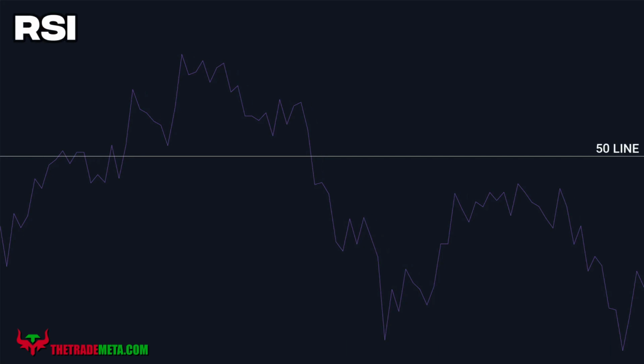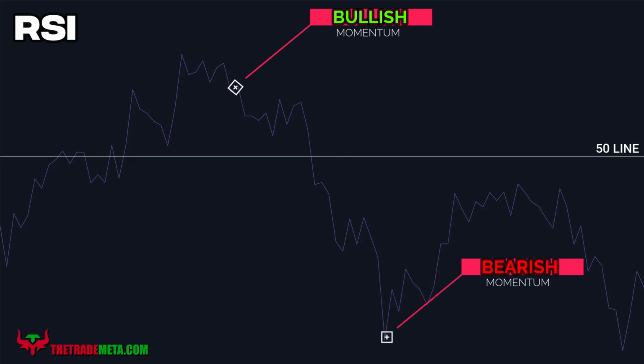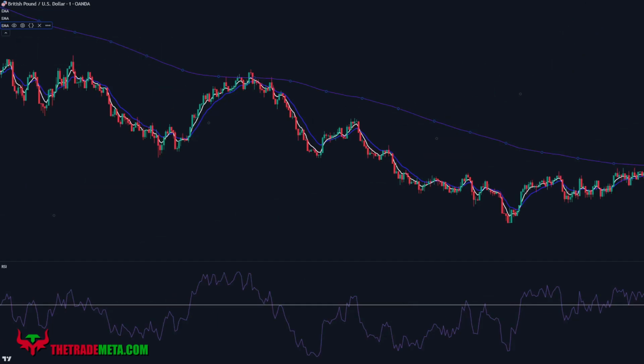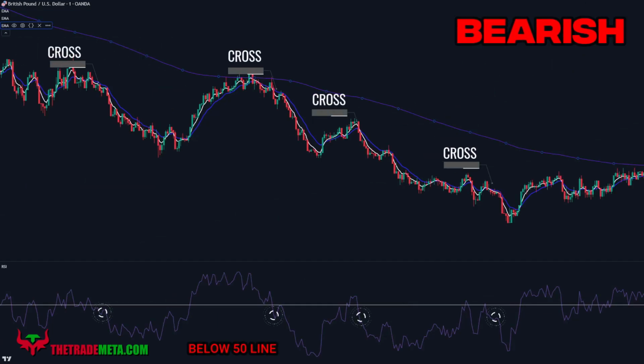Lastly, we use the RSI indicator to confirm the direction of price momentum. For this strategy, bullish momentum is when the RSI is above the 50 line, and bearish momentum is when the RSI is below the 50 line. This will filter out a lot of noise and false pullback signals. When the EMAs cross to the upside, we want momentum to be bullish. When the EMAs cross to the downside, we want momentum to be bearish.